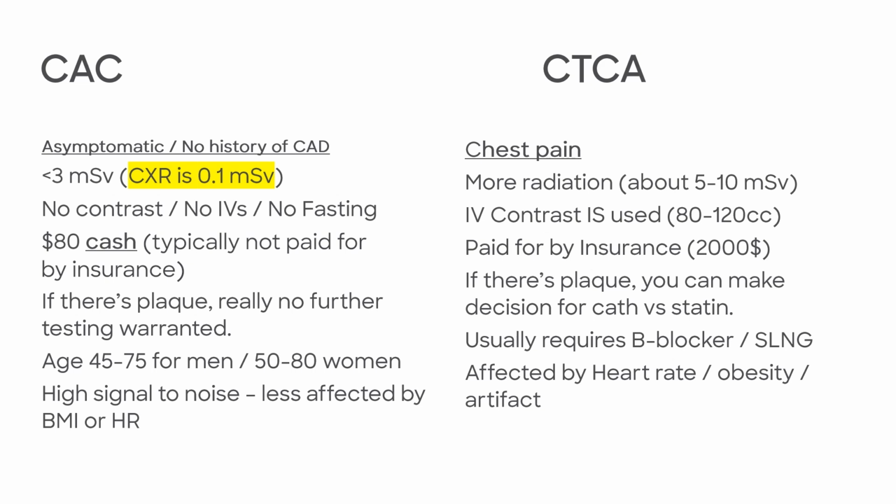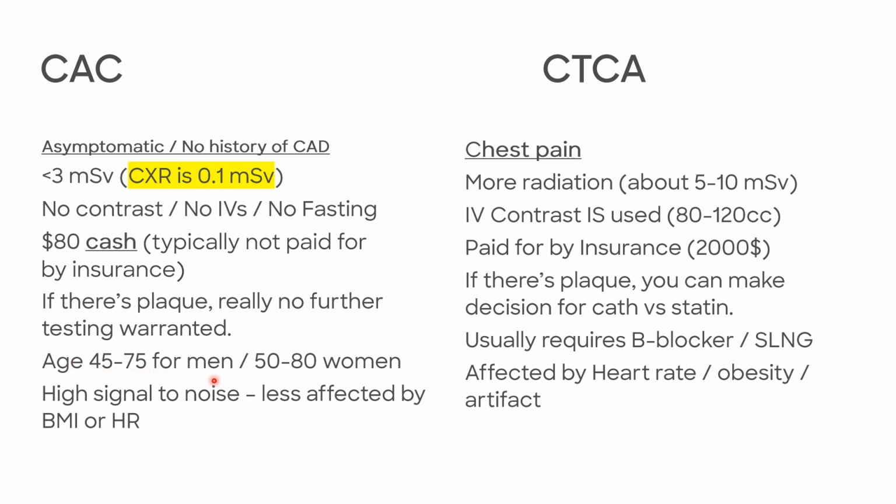So we've talked about a lot of things, but back to the summary slide. 2 different tests, both done in CT scanners. The calcium score is for asymptomatic patients with no history of coronary disease, low radiation dose, no contrast or IVs, no fasting. It's inexpensive. And again, if you see plaque, you're done. You want to treat them aggressively, but you really don't need to do additional tests. They're asymptomatic going into the scan. They're asymptomatic coming out of the scan. Leave them alone. Generally, the sweet spot is 45 to 75 for men, 50 to 80 for women.